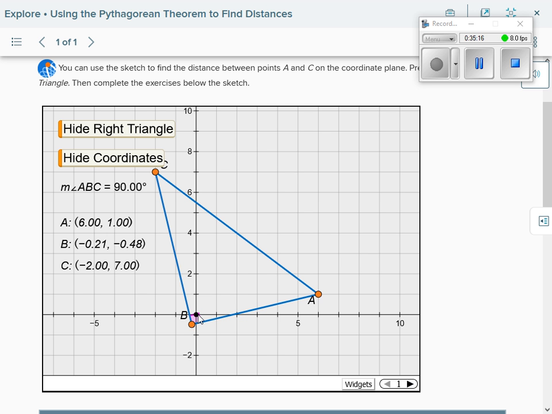So if I know what that missing side is, if one side's 3 and one side's 4, hopefully you'll know it by the end of the year because we're going to use it a whole lot. What's 3 squared? 9. What's 4 squared? 16. 9 plus 16? 25. What do we have to do once we get to this point? Take the square root. What's the square root of 25? 5.